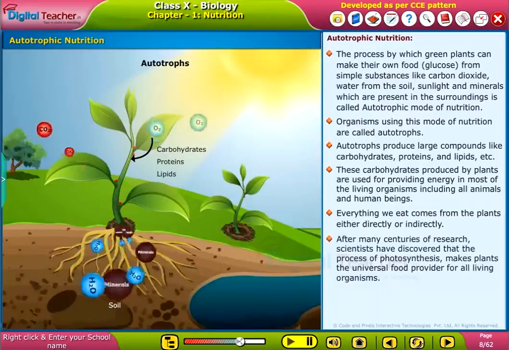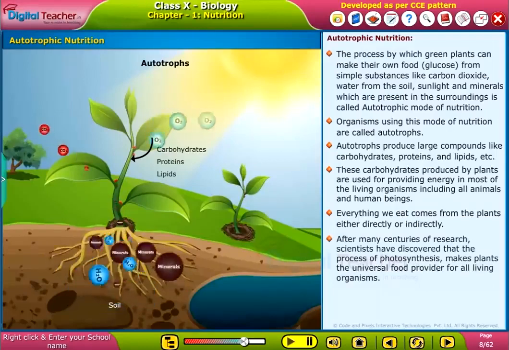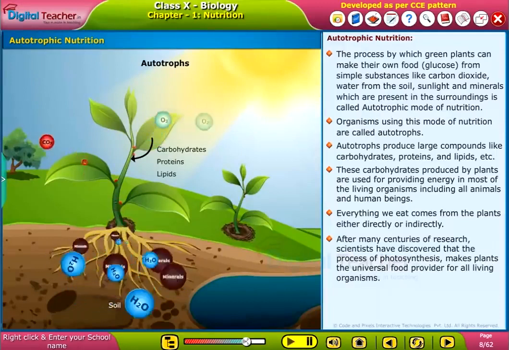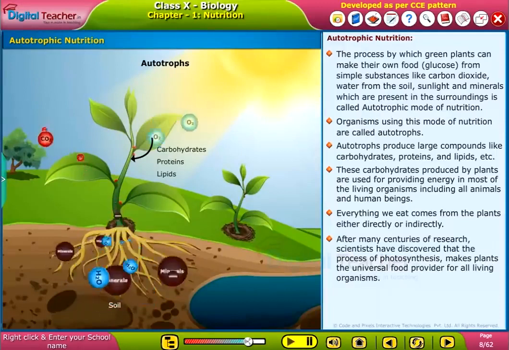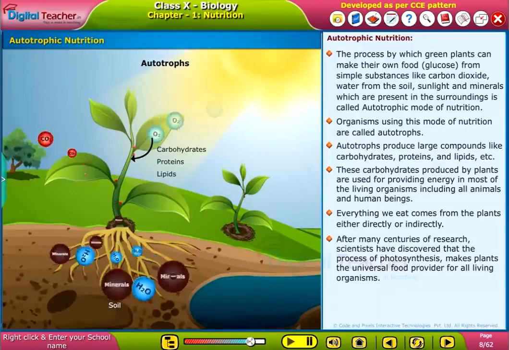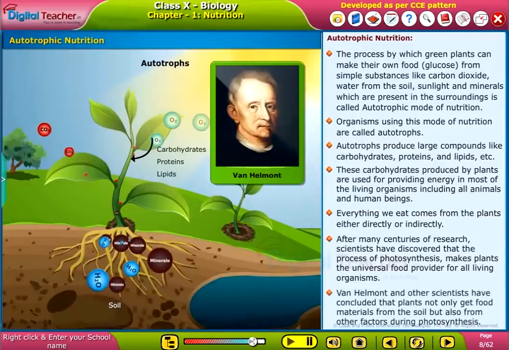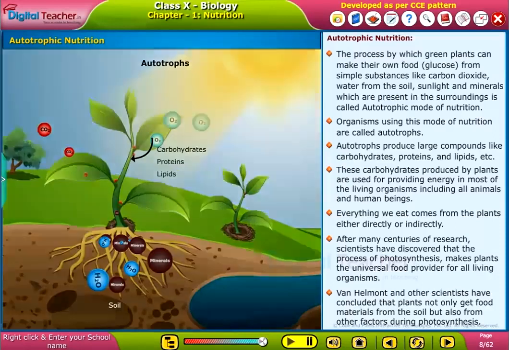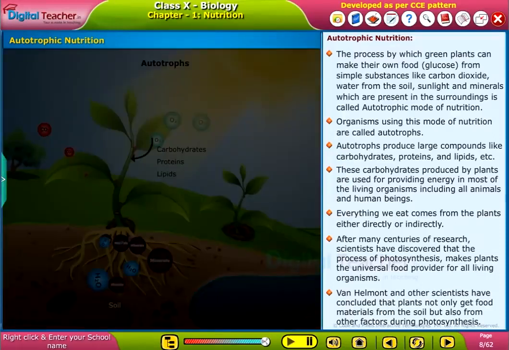After many centuries of research, scientists have discovered that the process of photosynthesis makes plants the universal food provider for all living organisms. Van Helmont and other scientists have concluded that plants not only get food materials from the soil but also from other factors during photosynthesis. Let us learn about this process further.